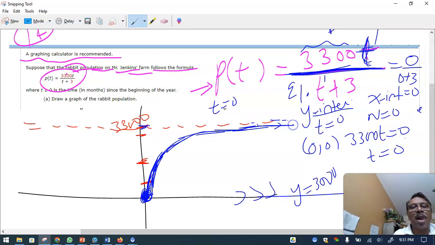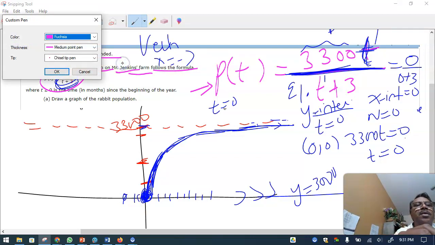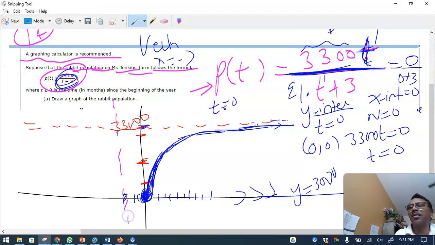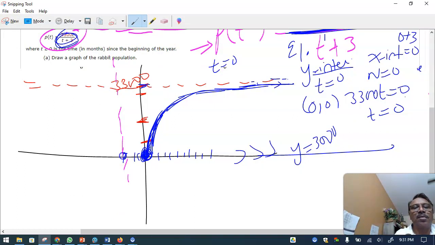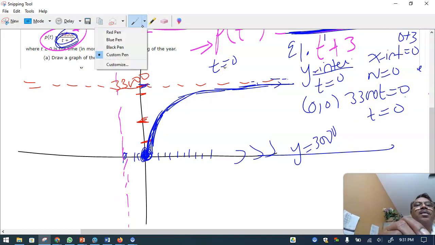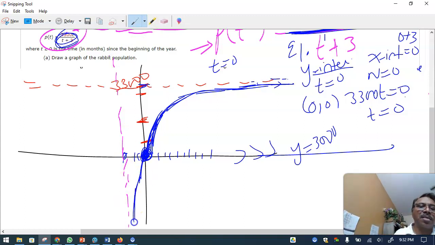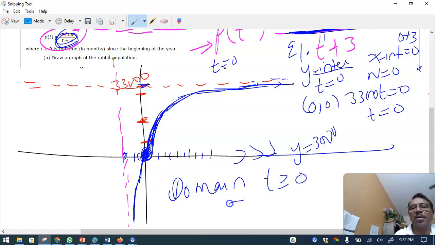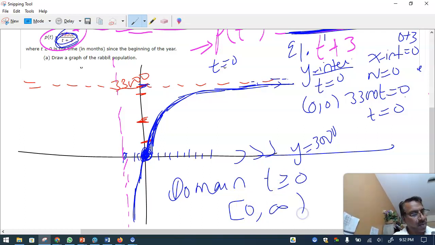Then if you see the denominator, there is a vertical asymptote also at x equals minus 3. So if this is like 1, 2, 3, 4, 5, 6, 7, 8, 9, there will be 1, 2, 3. So there is a vertical asymptote here, just something like this. We are not interested in that. This blue graph crosses something like this. But for us, the domain is only where t is greater than or equal to 0, or 0 to infinity. So this is how the question was asked.